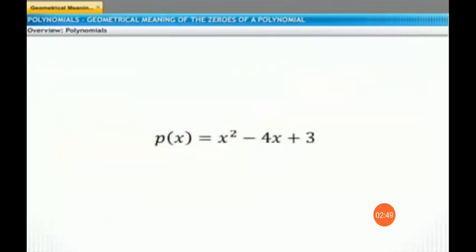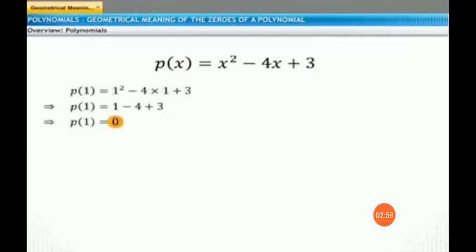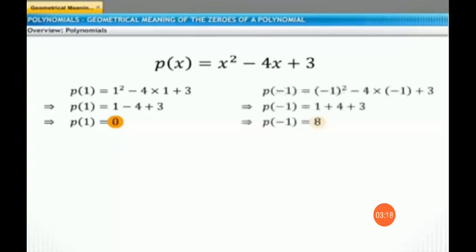Now zeros of a polynomial. Consider the polynomial x squared minus 4x plus 3. If we put x equal to 1, we get p(1) equal to 0. 0 is the value of the polynomial at x equal to 1. And since the value of the polynomial is 0, x equal to 1 is a zero of the polynomial. Similarly, if we put x equal to minus 1, we get p(-1) equal to 8. So 8 is the value of the polynomial.